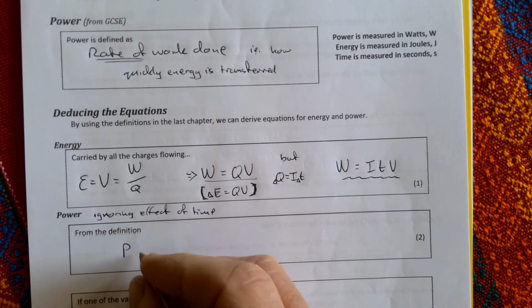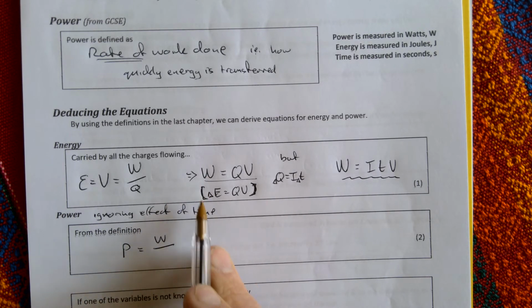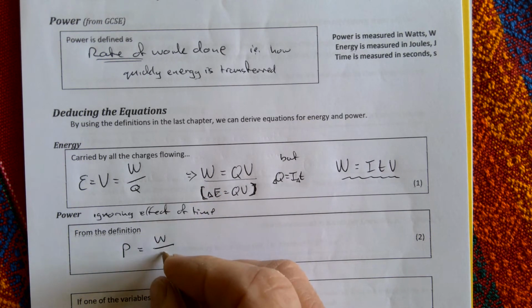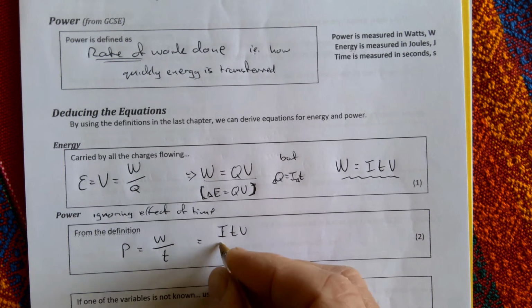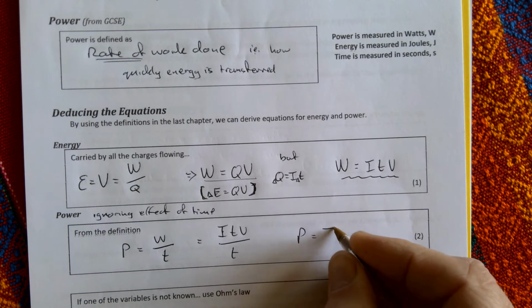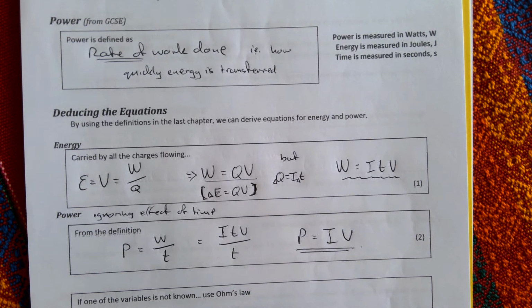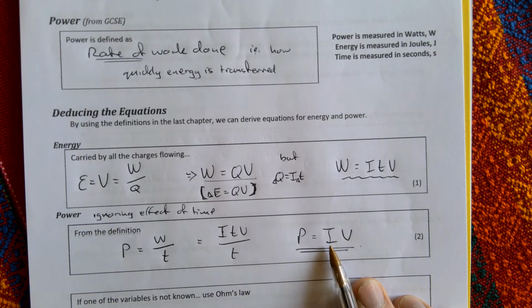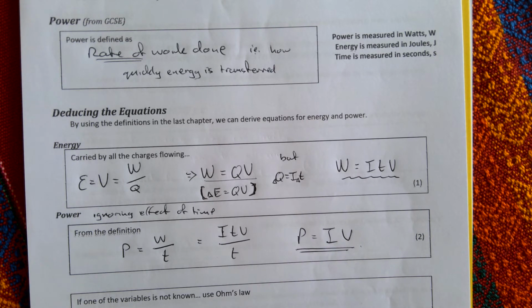We end up with the fact that P is W. Notice it's not change in W, it's just work done, because that is a mechanism rather than an amount. So work done over time, we end up with IVT over time, power equals IV. Okay, and that's our base equation for electrical power. It depends on how much energy is given out and how quickly it is delivered by the little charges. Okay, so our surge of charge carrying to give us out a certain amount of voltage, potential difference.